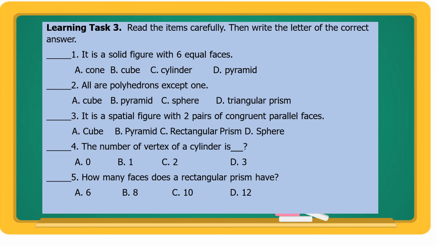Okay, so let us check. What is the answer in number 1? Okay, letter B. It is a cube. Number 2, C, sphere. Number 3, C, rectangular prism. 4, A, so take note of that. A cylinder has 0 vertices. And number 5, the answer there is A also. It has 6 faces.